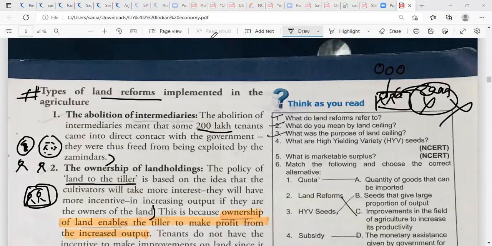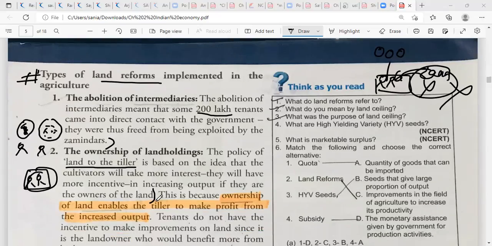Mom, done. Mom, only till land, right? Pardon? Only till land, right? Yeah, till land.